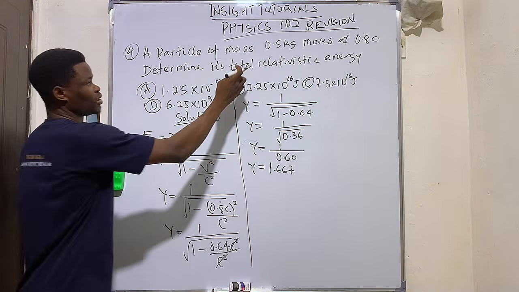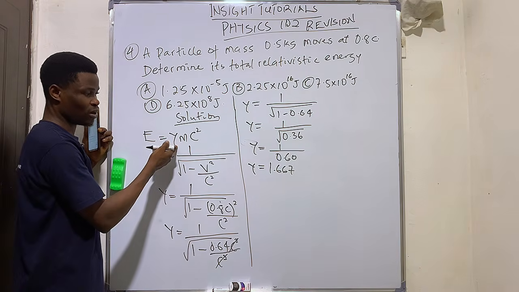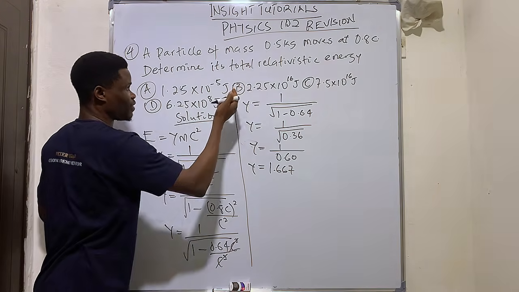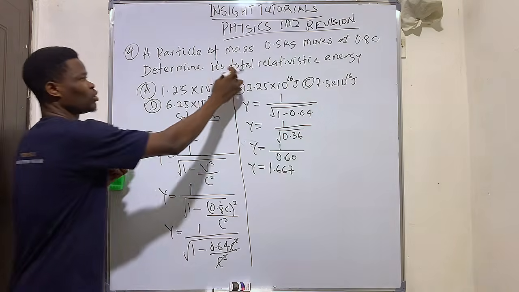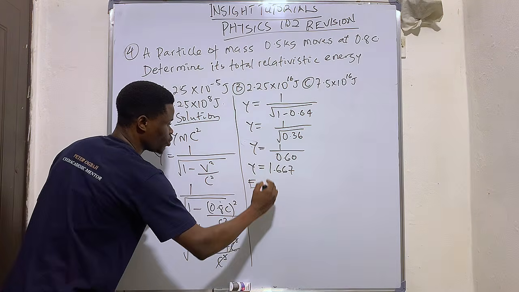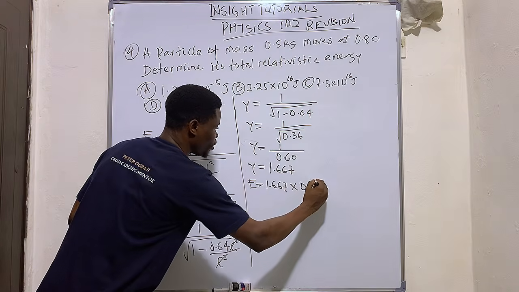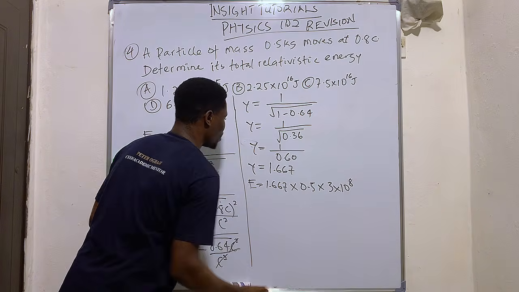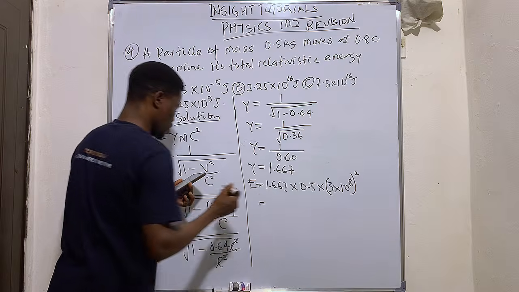So for us to find the total relativistic energy, we need to apply this formula. In this formula, we already have our Lorentz factor, and then our mass was given as 0.5 in its proper unit, which is kilogram. And we know the speed of light, so with that we can find our total relativistic energy. So the total relativistic energy equals the Lorentz factor, 1.667, times our given mass of 0.5, times the speed of light, 3 times 10 raised to the power of 8, squared.